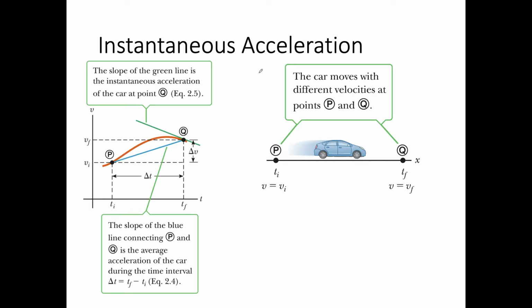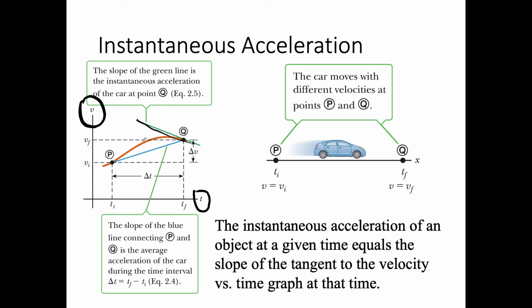We can do the same to find the instantaneous acceleration. For instantaneous acceleration, now we need a velocity versus time graph. In the velocity versus time graph, we need to find the slope of the line that is tangent to the velocity curve, which gives us the instantaneous acceleration.